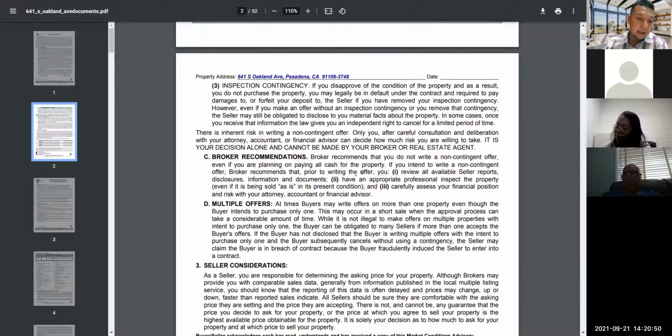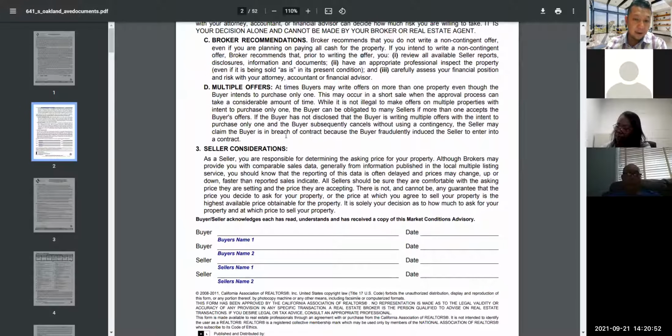So let them know this is why we have this form, and the seller really is only considering one thing: the asking price for their property, using comps from brokers and the CMA for the neighborhood sales.